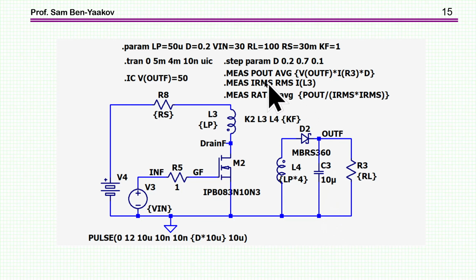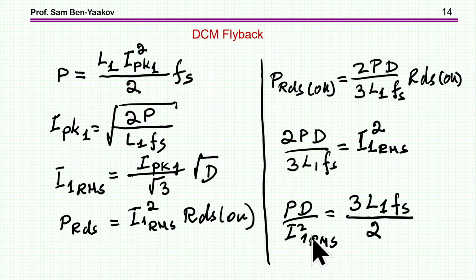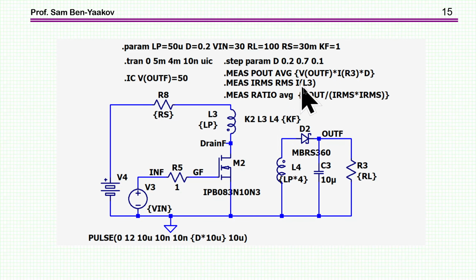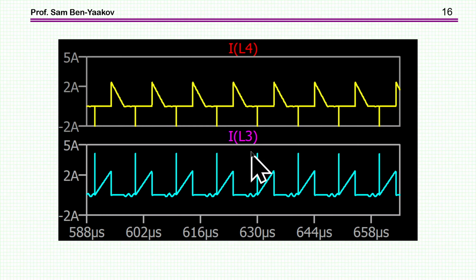And then I'm measuring the RMS of the primary. Here it is, this one here. And then I'm taking the ratio between these two, and this is the ratio between this and this. So this should be constant if the inductance of the primary and the frequency are constant. So here is the run. This is just to get an impression of the waveform.